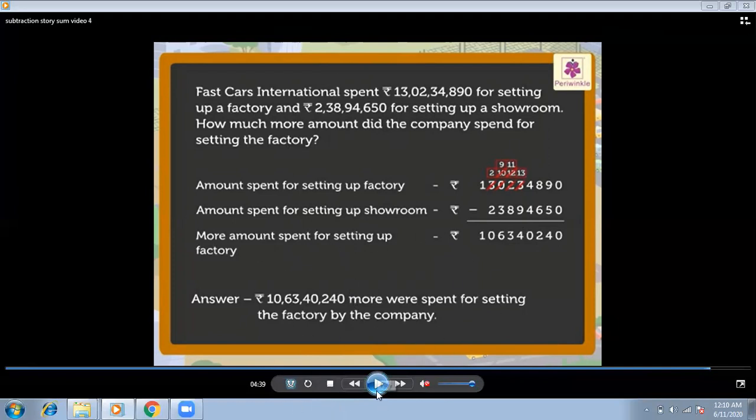Is that clear, boys? So it is all about subtraction. I hope you all understand the terms of subtraction, that what terms are used in subtraction, so it will be easier for you to solve the story sums. So it's all about today's session that we have done with addition and subtraction. I hope you all understand, and if you have any confusion, you can watch the video again and again so you can easily understand the things.